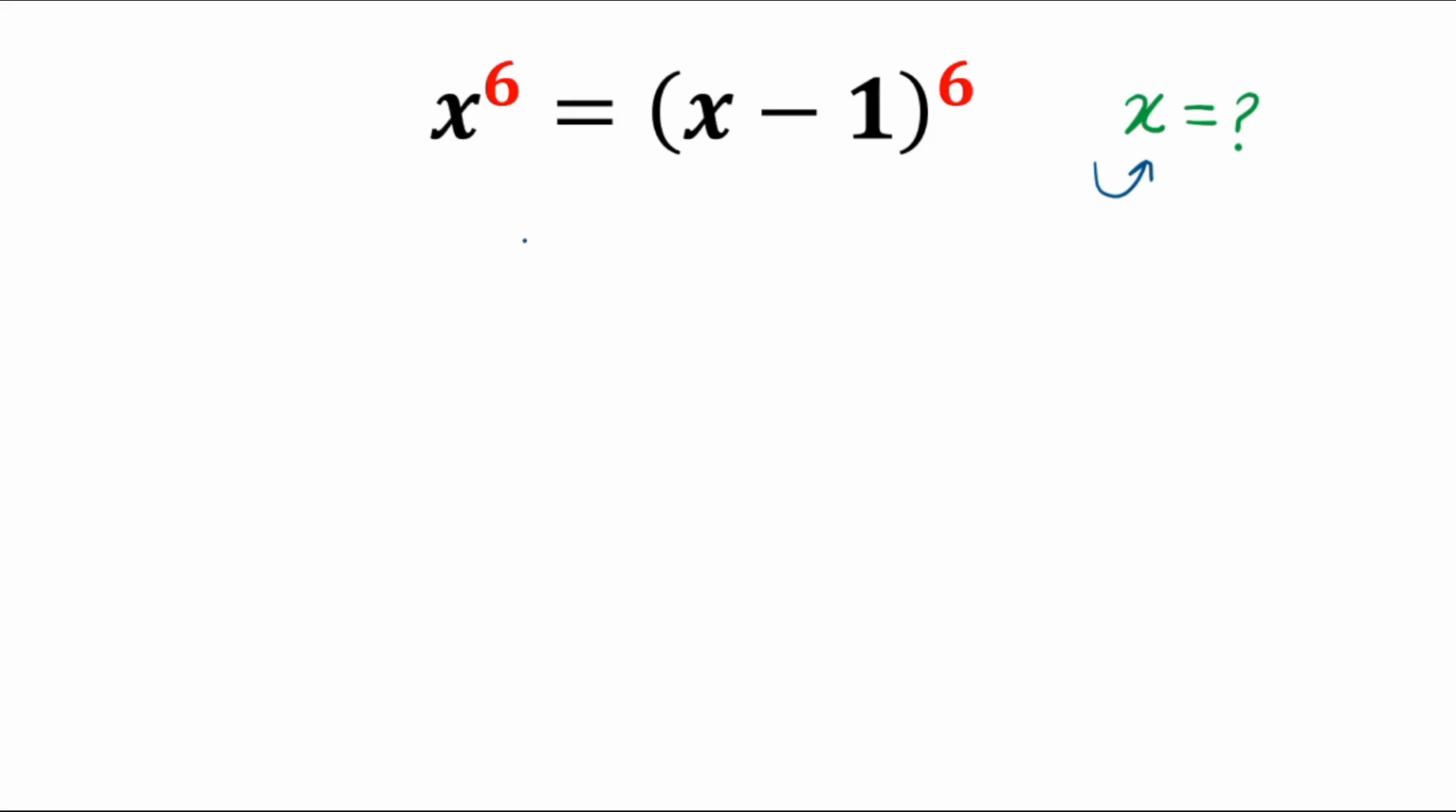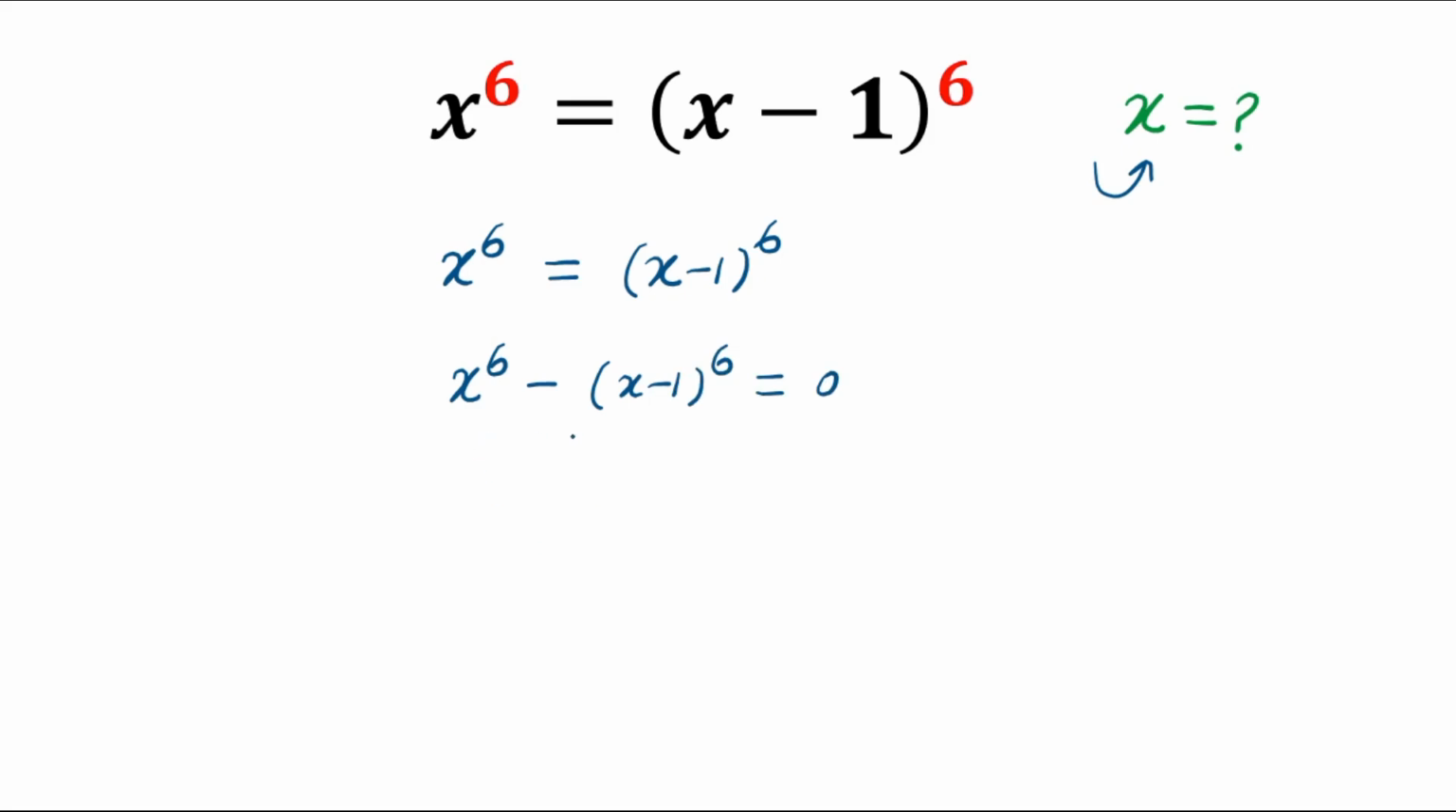Now let's start the solution of this question. Here x power 6 is equal to (x minus 1) whole power 6. On the left hand side we have x power 6, and on the right hand side (x minus 1) whole power 6. Now first, if we take all the expressions on the same side, then on the left hand side x power 6 minus (x minus 1) whole power 6 is equal to 0.